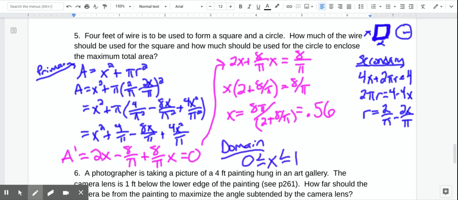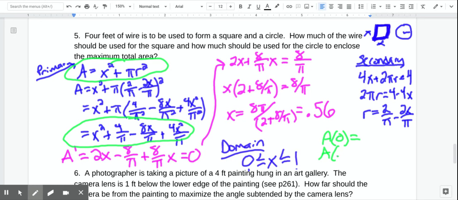But remember, we're trying to maximize the area, and we could have maximums at one of our endpoints. So what we're going to do is go back to our area formula, just our original area formula, the one without the r, and plug in 0. We want to plug in 0.56. And we want to plug in 1. Because we know 0.56 might be the maximum, but one of the endpoints might be as well.